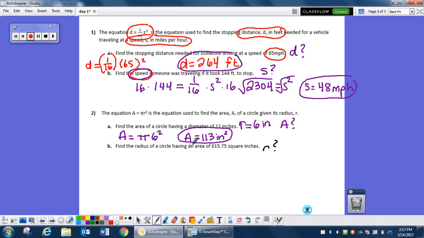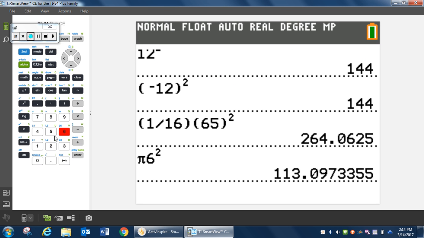And they give us the area. So we know 615.75 equals pi r squared. Lucky for us, pi is just a number, so we can divide by pi. Just treat it like it was a 5 or a 4 or something in front of a variable, because that's going to be gone, and we can do 615.75 divided by pi.